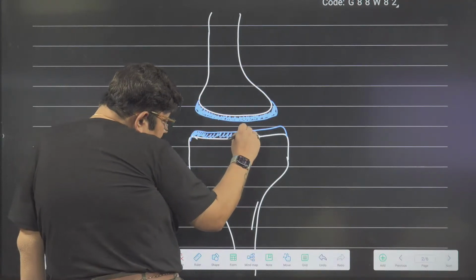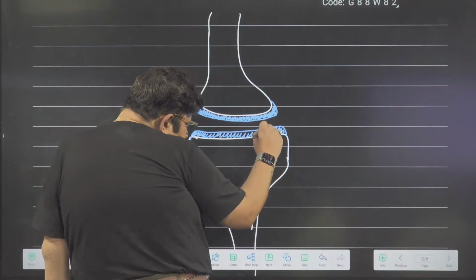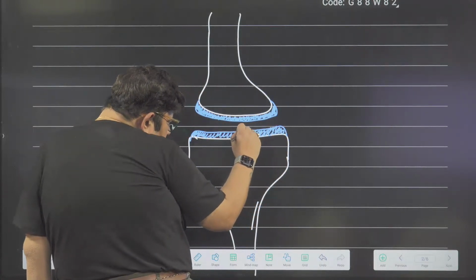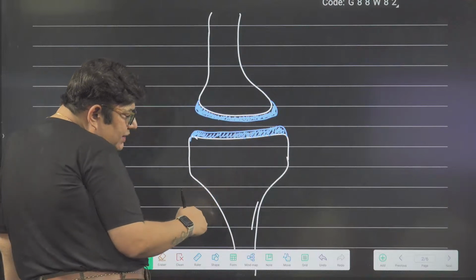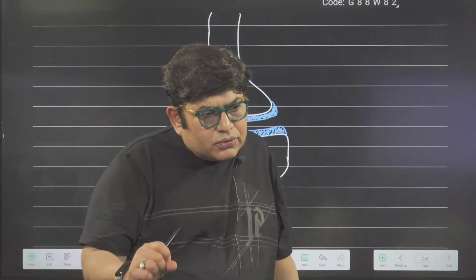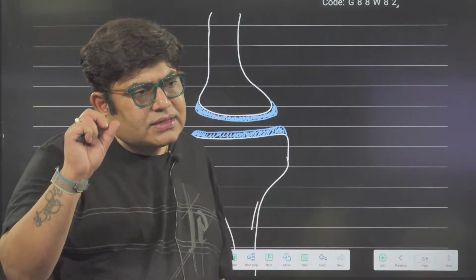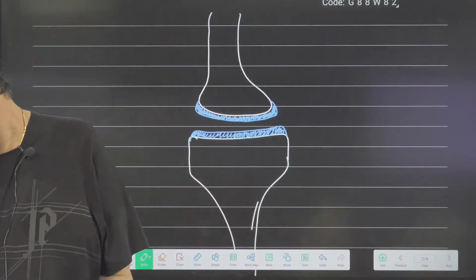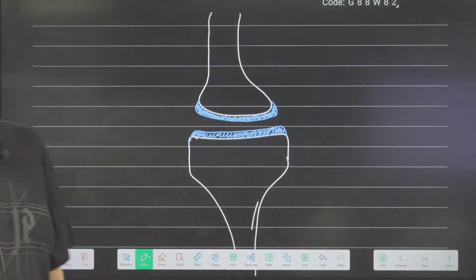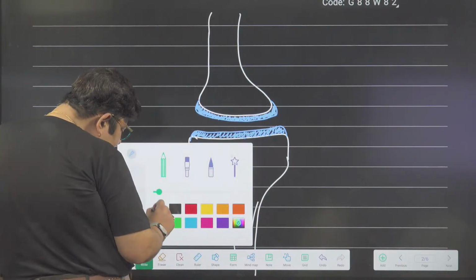visible. If you have seen the big joints in a chicken, the big joints of the leg, at the two ends of the bone, you can see that on the surface of the bone there is some shiny, smooth thing. And that is called the articular cartilage.